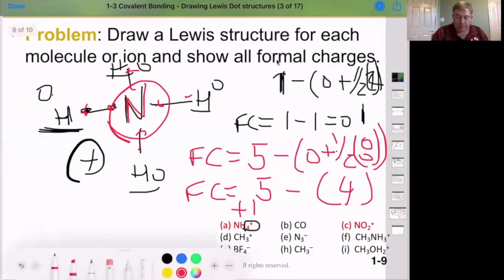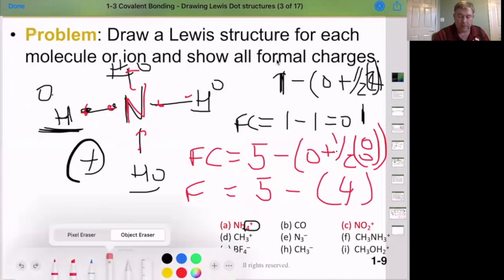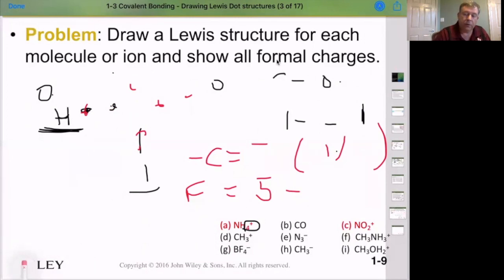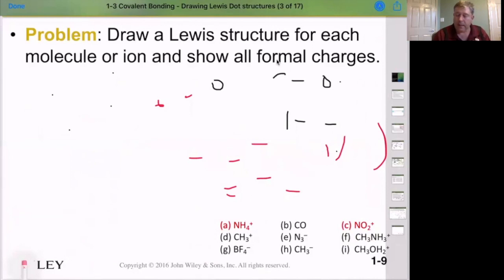So let's apply that again, but let's do it to this NO2 plus. We're going to do the same Lewis dot structure, try to get the same correct number of bonds we had on it, and we're going to see where that formal charge is going to go.